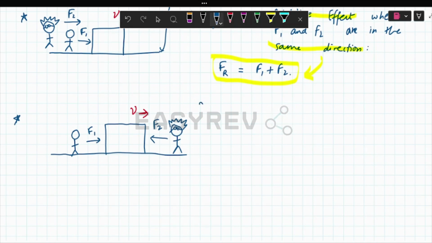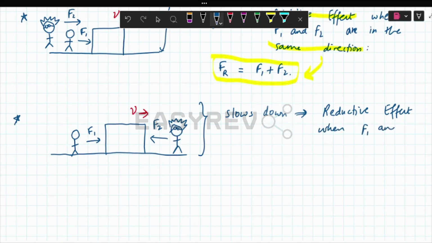Now what do you expect to happen physically? Think about it. Well, now, since Dr. Sal is resisting the effect that Tufi is trying to create in the box, there is basically going to be a cancelling or a reductive sort of an effect wherein we expect the box to slow down. So instead of speeding up, the box actually slows down, which represents a reductive effect. And this reductive effect occurs when F1 and F2 are in the opposite direction.